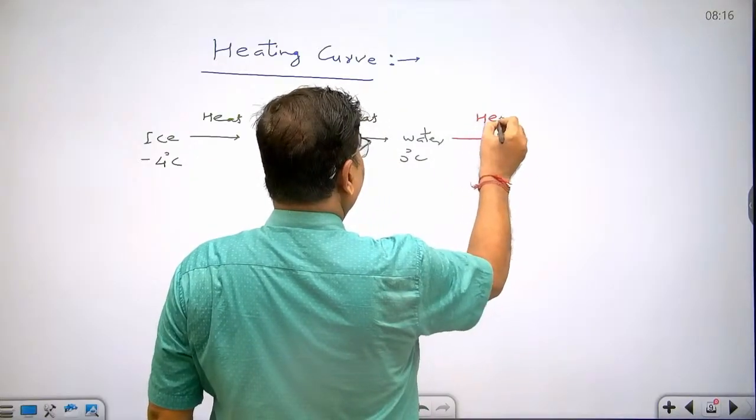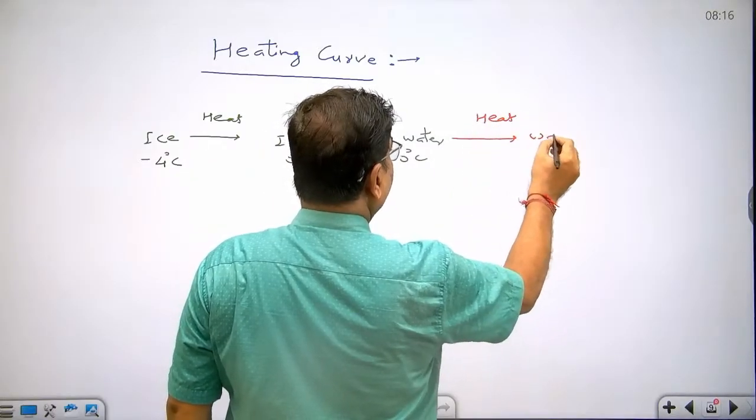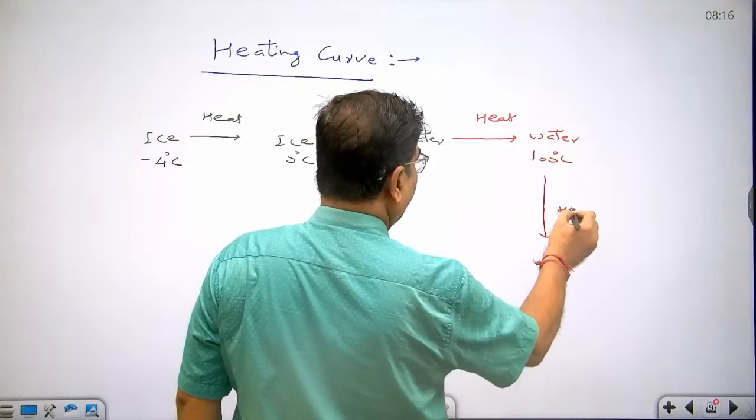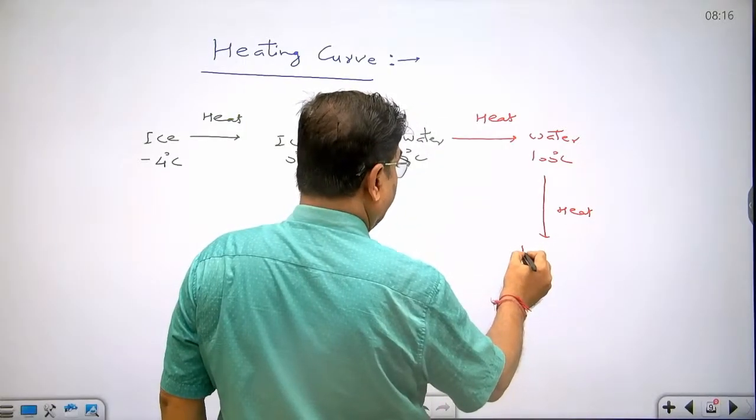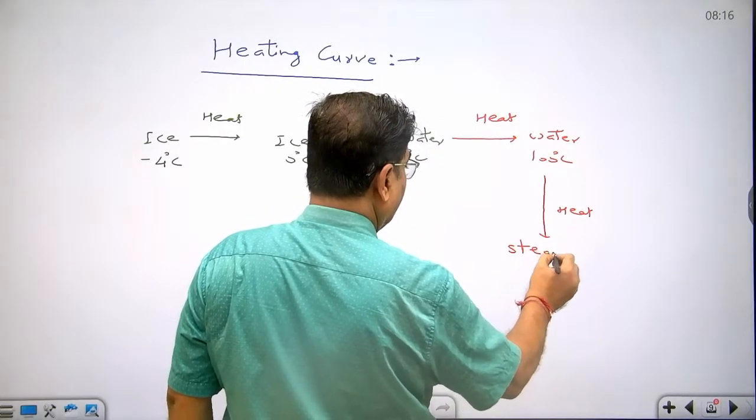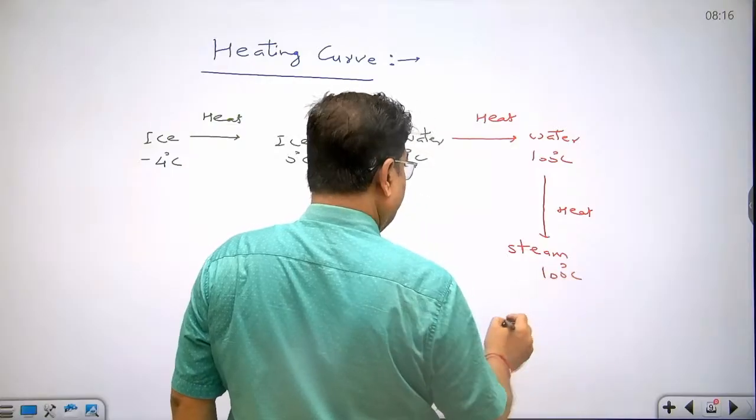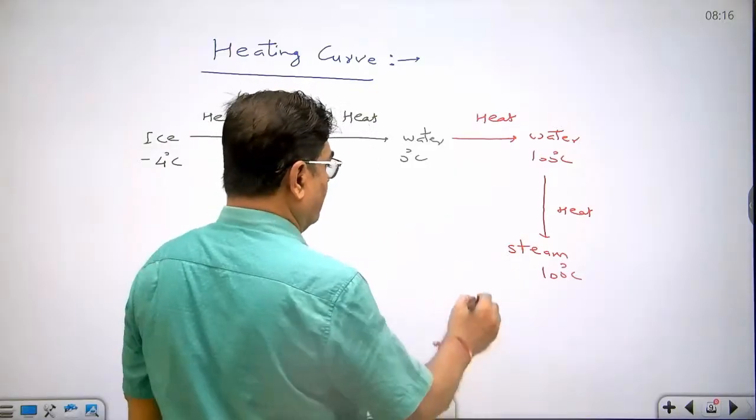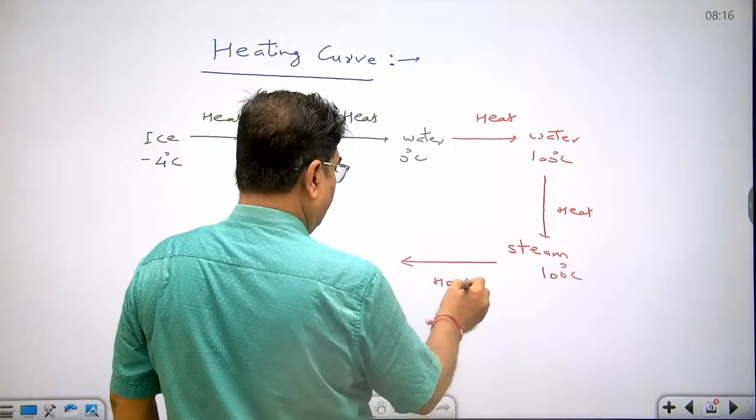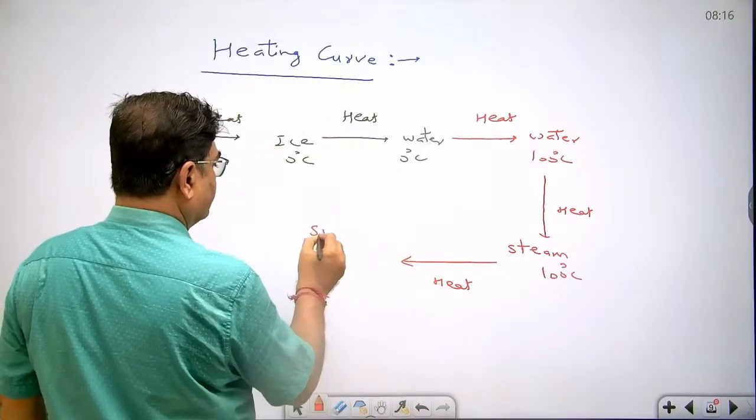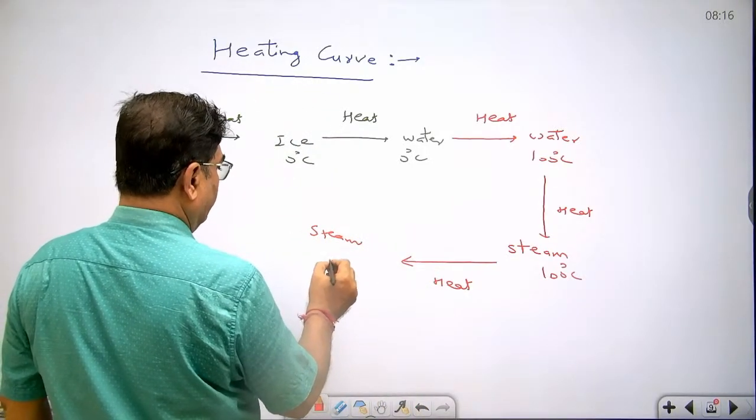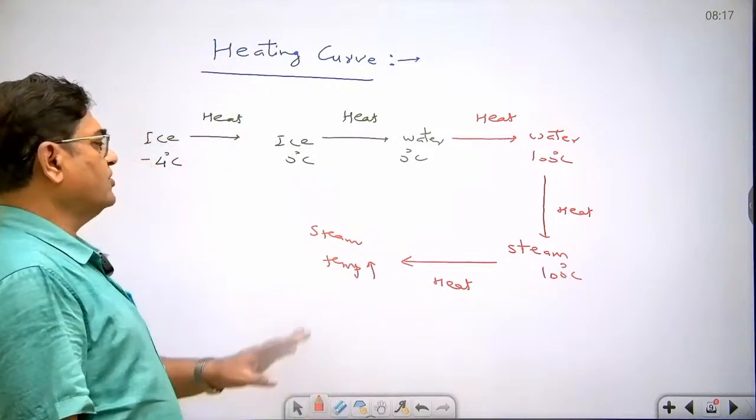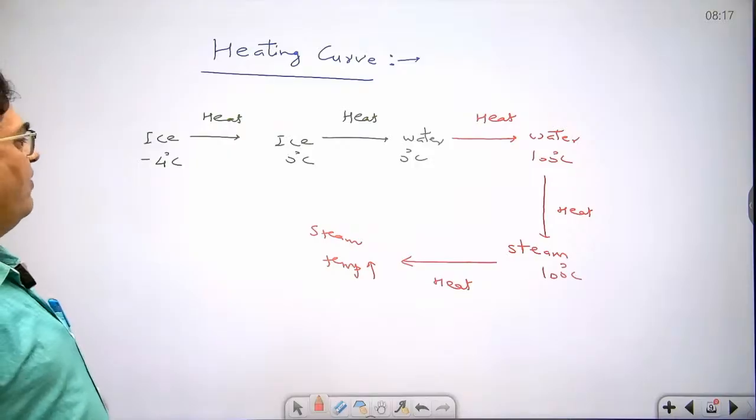Now, if you supply heat again, what will happen? The temperature of the water will increase up to its boiling point, that is 100 degrees centigrade. If you supply heat again, this water will convert into steam at 100 degrees centigrade. During state change, the temperature does not change. If you again supply heat, the temperature of the steam will increase. It will become more than 100 degrees centigrade. Based on all this, we will be drawing the heating curve.